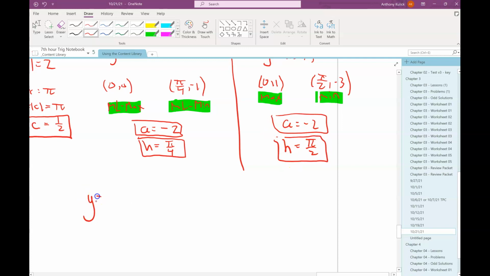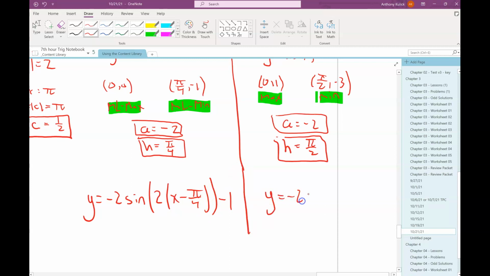So you can say y equals -2 sine of 2 times (x minus pi over 2) minus 1. Or you can say y equals -2 cosine of 2 times (x minus pi over 2) minus 1.